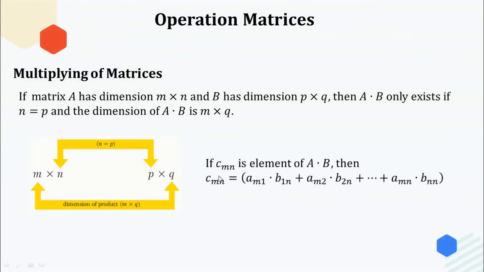So if C_mn is an element of AB, then C_mn is equal to A_m1 times B_1n plus, remember, when you multiply the elements of matrix A and the elements of matrix B, you need to add them to get the result. Okay, everyone?